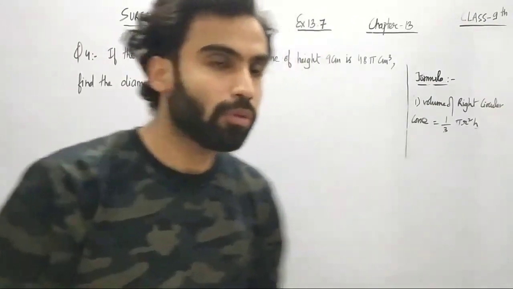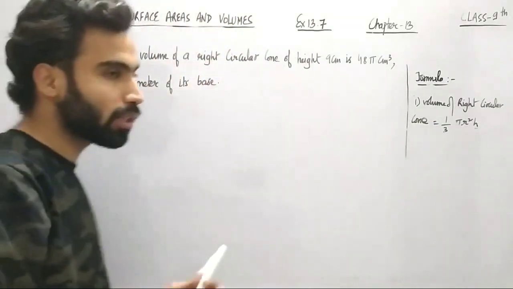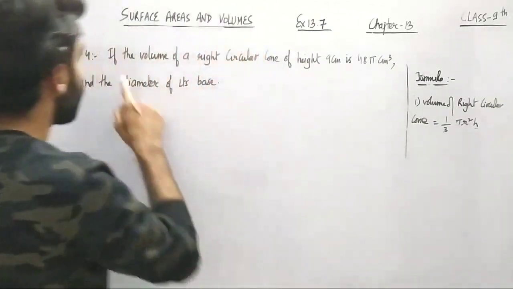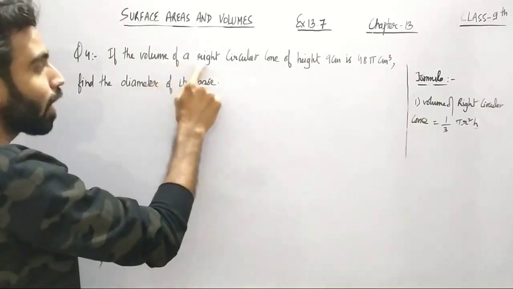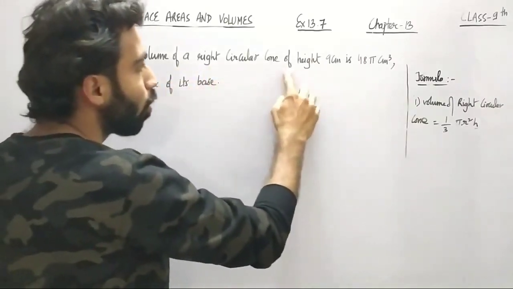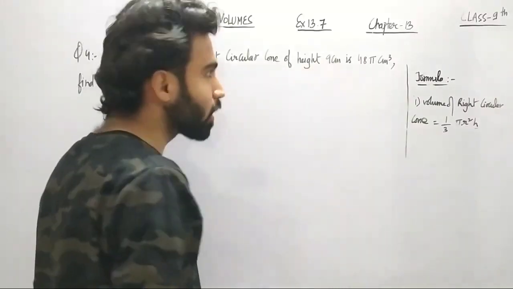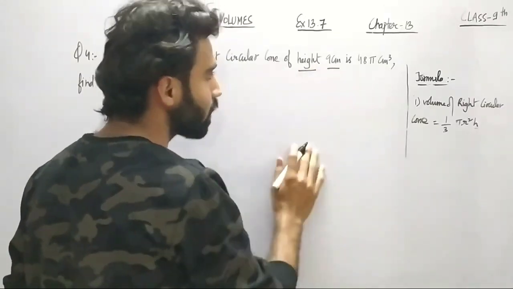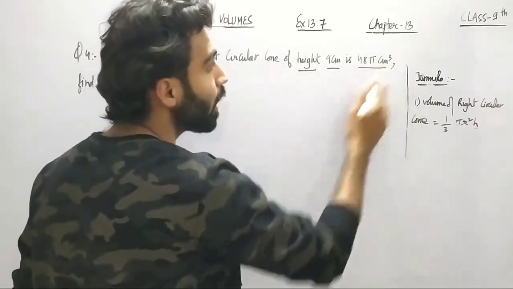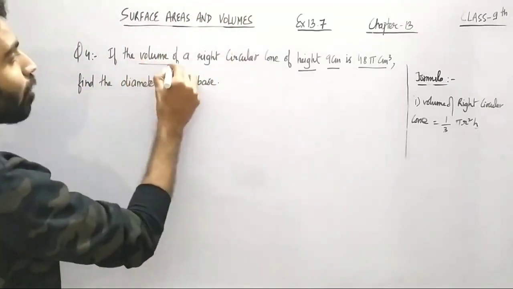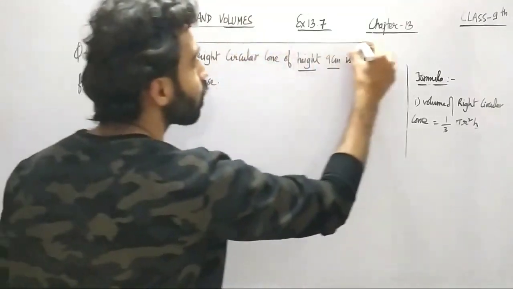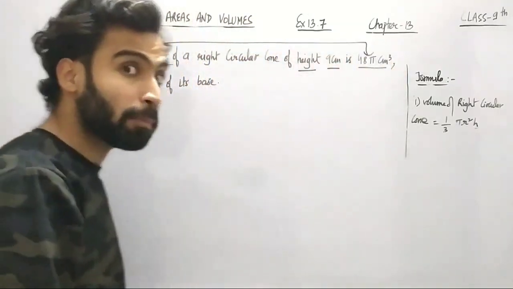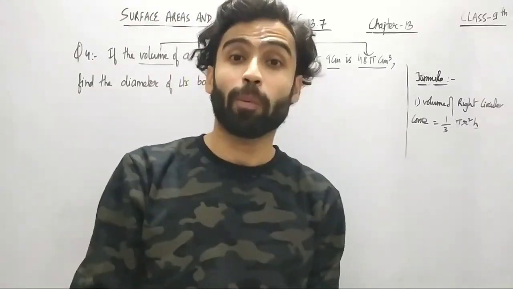So this time question number 4 is given to us as, let me just read it first. If the volume of a right circular cone of height 9 centimeter, you can see here the height of the cone is given, that is 9 centimeter, is 48 pi centimeter cube. So what is given to you? Volume of this right circular cone as 48 pi, right? So it is given in the form of pi.